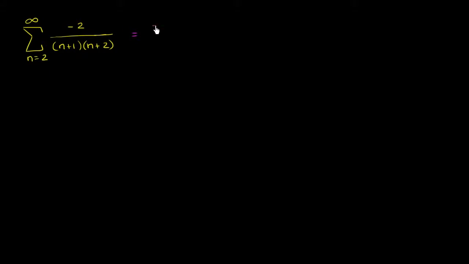So when n equals 2, this is negative 2 over 2 plus 1, which is 3, times 2 plus 2, which is 4. Then when n is equal to 3, this is negative 2 over 3 plus 1, which is 4, times 3 plus 2, which is 5. And it just keeps going like that. Negative 2 over 5 times 6. And just keeps going on and on and on.